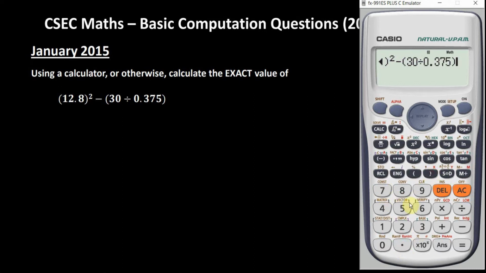0.375, close bracket. And now we want to check to ensure, because sometimes you may be doing it too fast, so you may make an error. So you want to ensure that you actually punch in exactly what is there. So that looks good. So we're going to press our equal sign here.